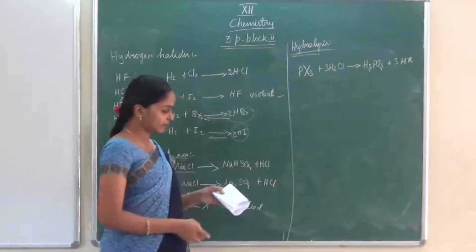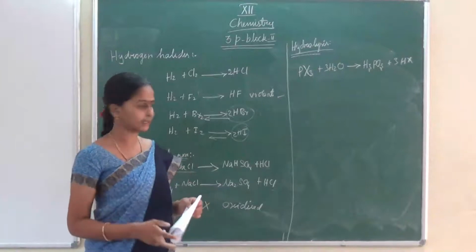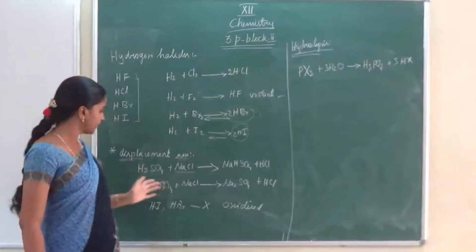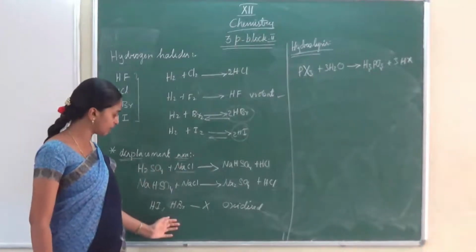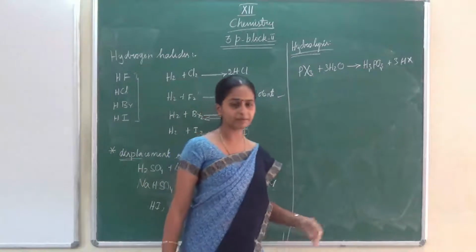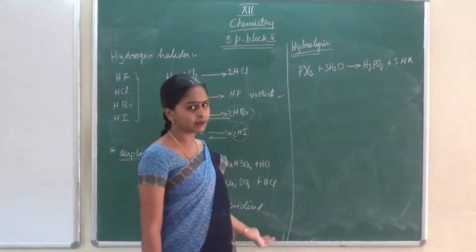Here in this case we can prepare HBr and HI. In the direct combination, I said we cannot prepare the pure form. In the displacement reaction also we cannot prepare them because it will oxidize, I said. But in this hydrolysis process we can prepare hydrogen bromide and hydrogen iodide.